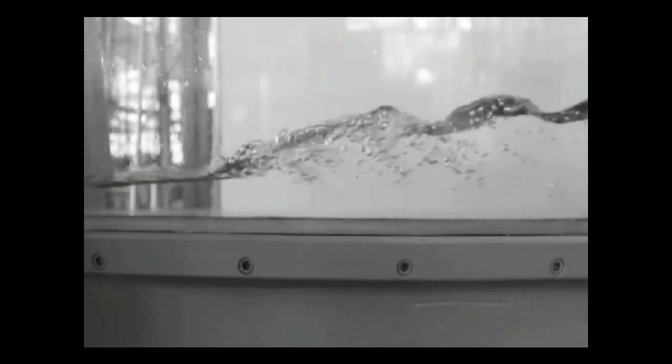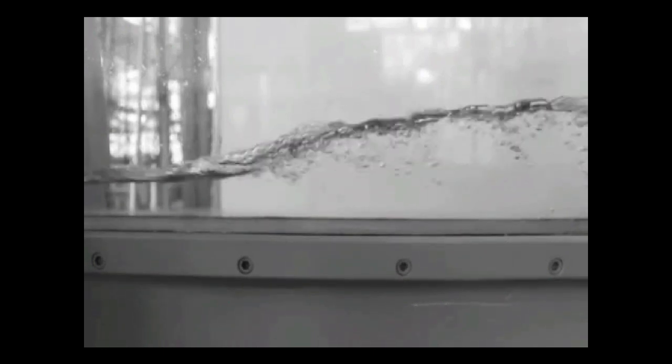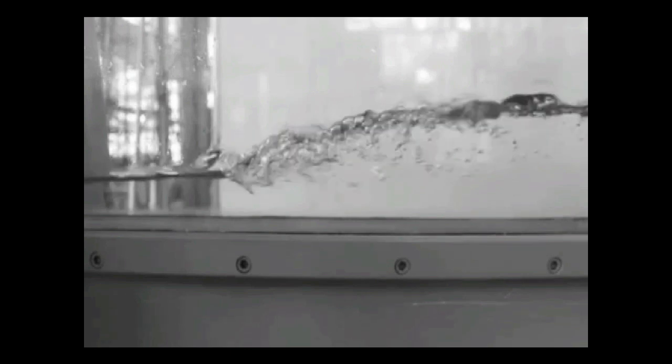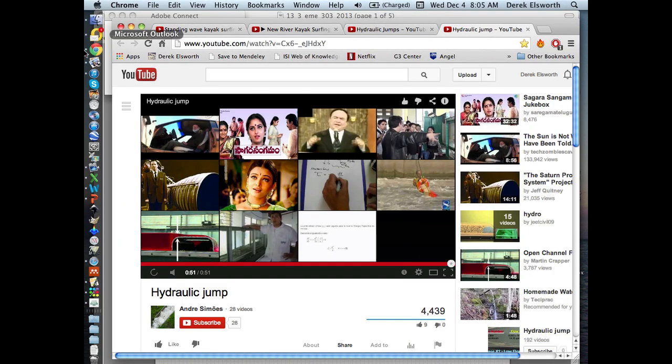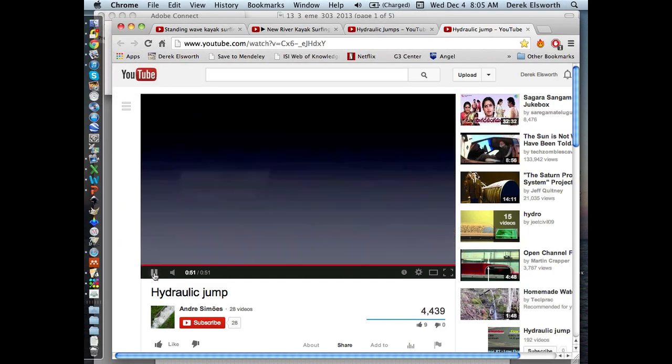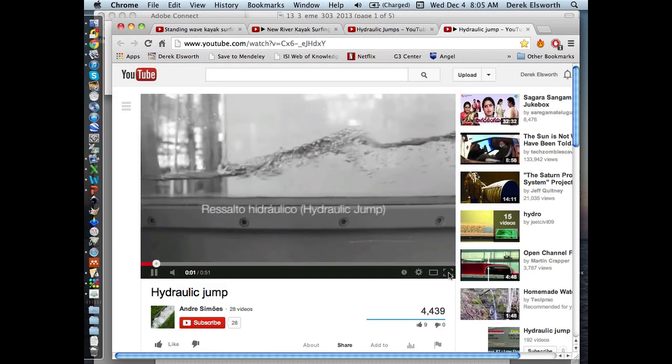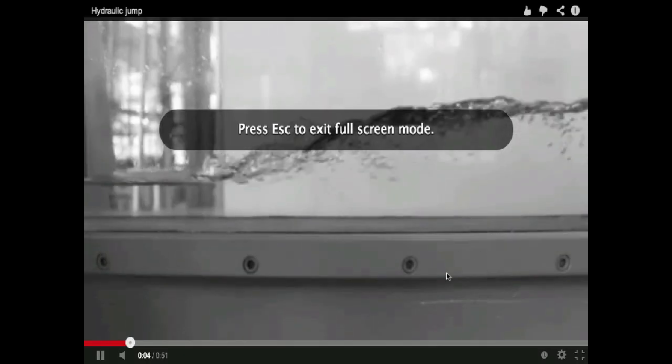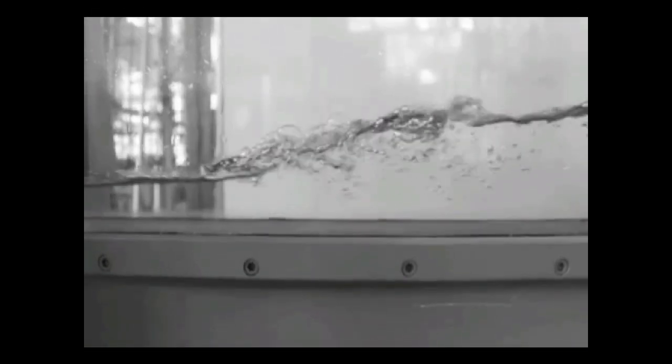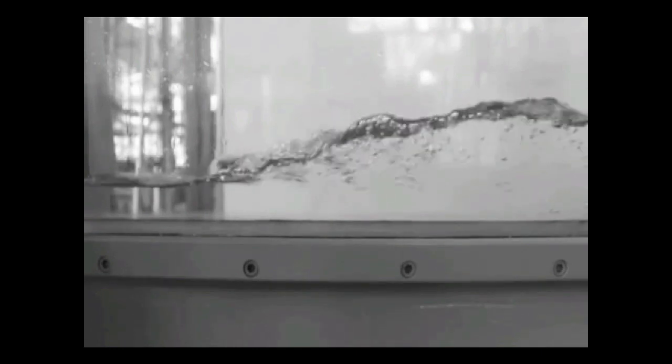Out of the three classifications we have, obviously this isn't a uniform flow because the upstream depth and the downstream depth are not the same. It possibly could be a gradually varying flow, but it isn't, as we'll see later on. And it's actually the most extreme of the cases, which is this rapidly varying flow.